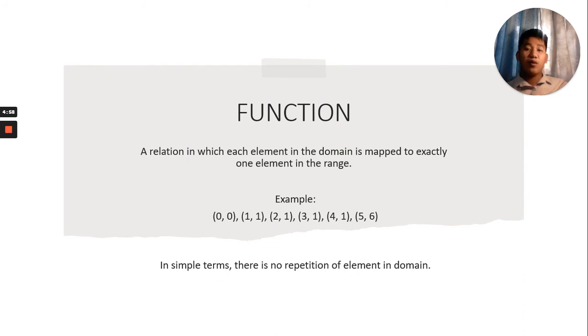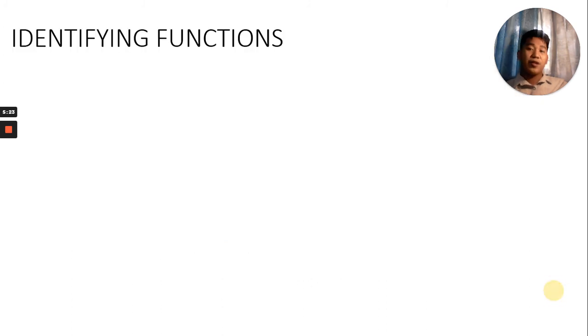Just always follow the condition. An element in the domain is mapped to exactly one element in the range, or in simple terms, there's no repetition of elements in the domain. So the domain is 0, 1, 2, 3, 4, 5: 5 ordered pairs, 5 elements in the domain. So it is a function.